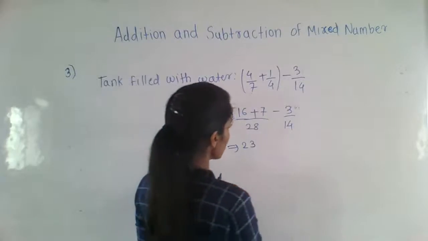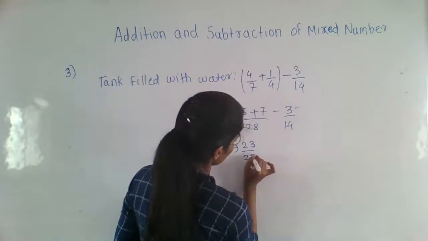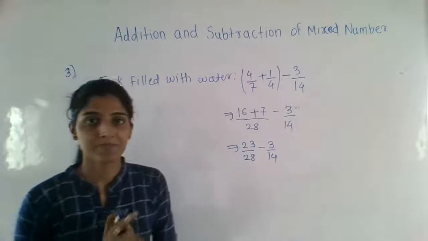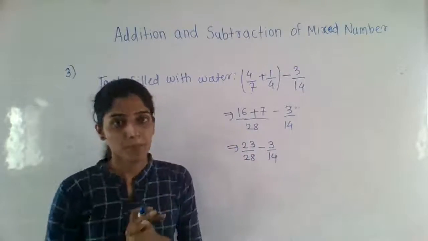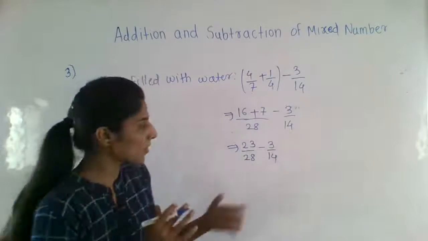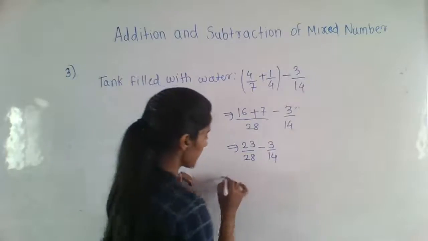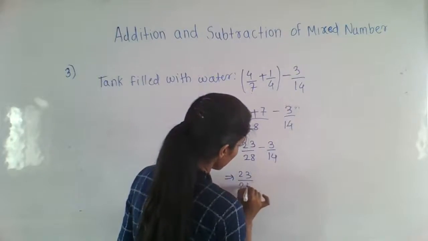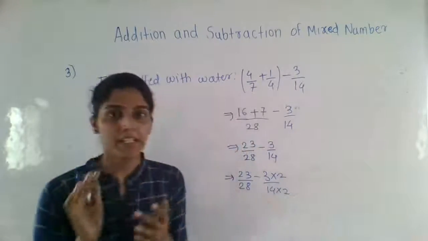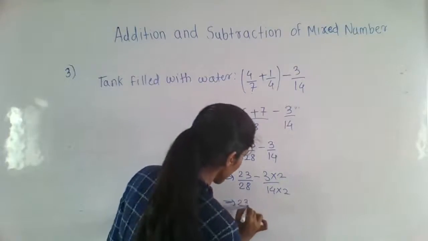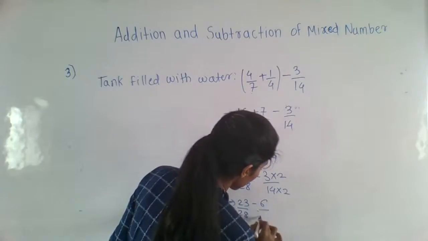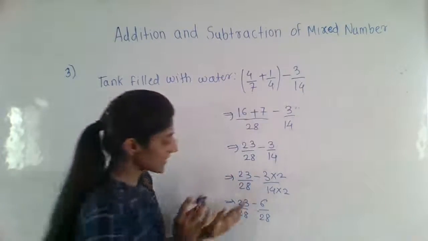Now next you can see this. Okay, then we have to subtract this number. When we have cross multiplied these numbers, then multiplication to be more, so make the denominator same. Okay, like 23 upon 28 minus 3 into 2 and 14 into 2, we get 28. Understand? Therefore 23 upon 28 minus 6 upon 28. Okay, that is our.